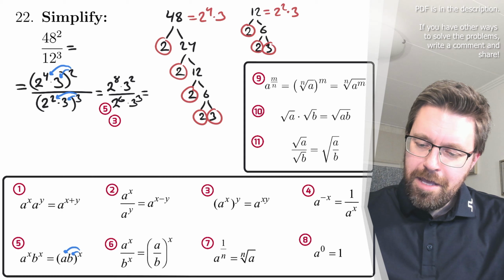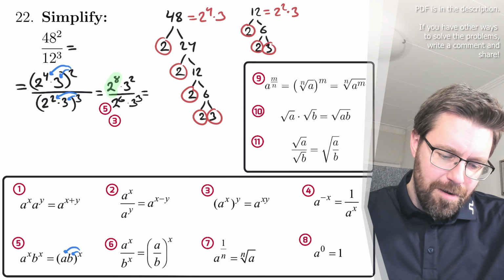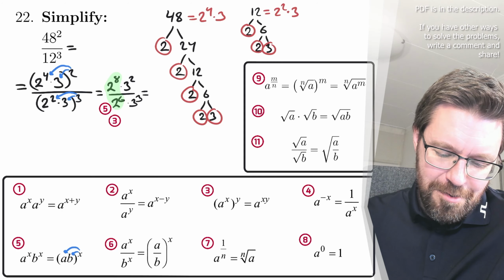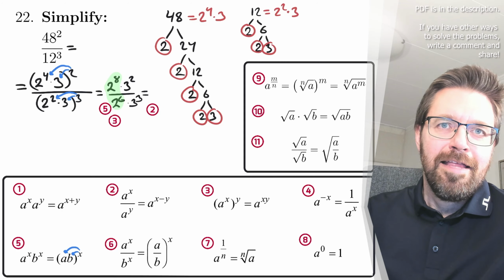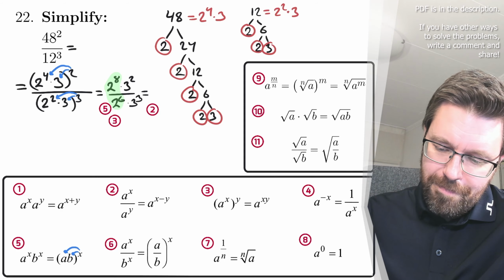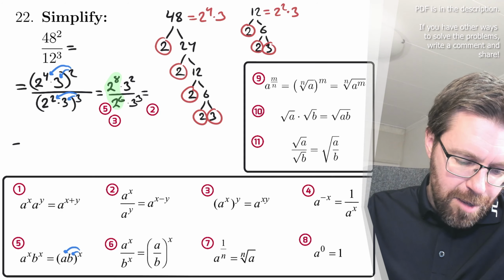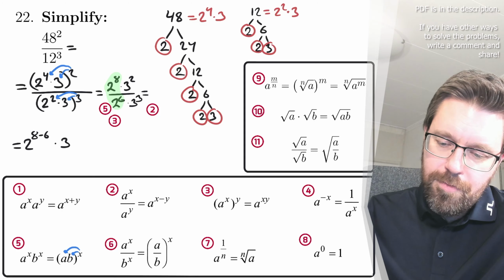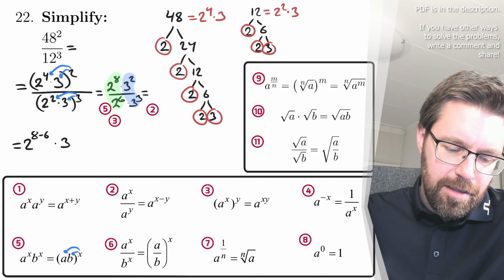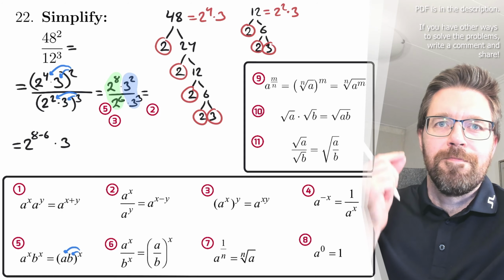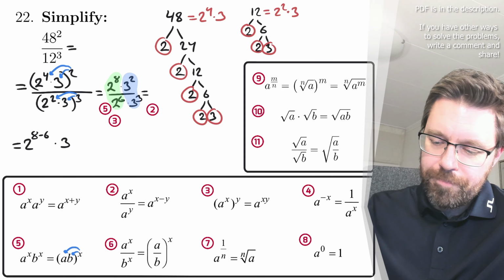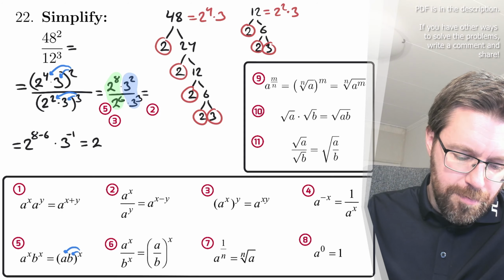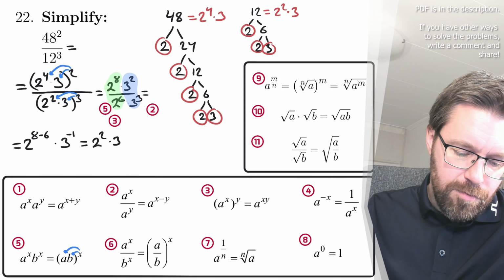And now for these powers here with base 2 we can use rule number 2 and subtract exponents. So the whole thing here equals 2 raised by 8 minus 6, and then times 3 raised by, and we subtract the exponents even here. So 2 minus 3, so minus 1. It equals 2 raised by 2, of course, and times 3 raised by minus 1.